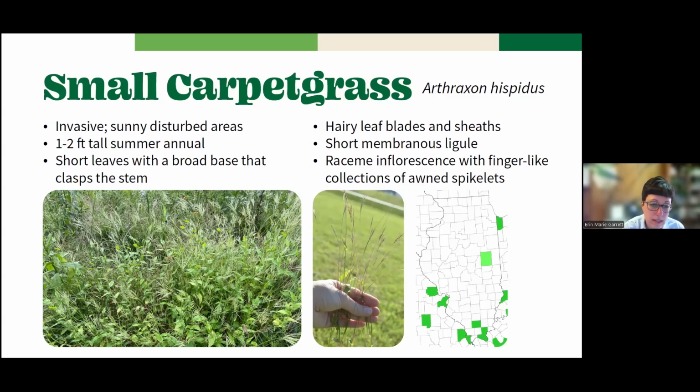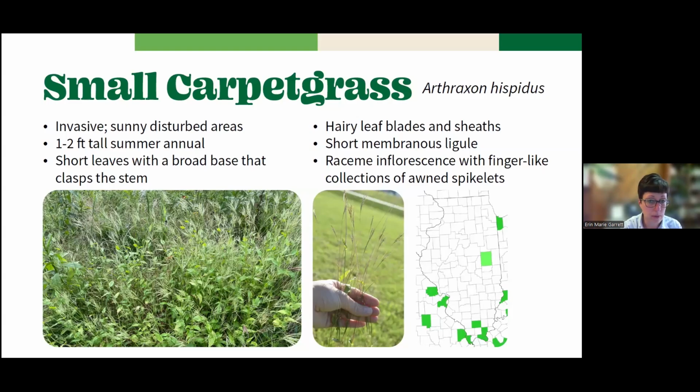It likes sunny areas and disturbance. So if you're managing this with fire, it also likes that. It looks a little bit different. It's not your typical grass because it has those really short, broad leaves that clasp the stem. It is going to be hairy, so it's going to have hairy blades, hairy sheaths, a membranous ligule, and then again, it's going to have that raceme inflorescence with finger-like collections of spikelets. The way that they're held is kind of like a turkey foot shape, like you get in a big bluestem, but on a completely different grass, right?